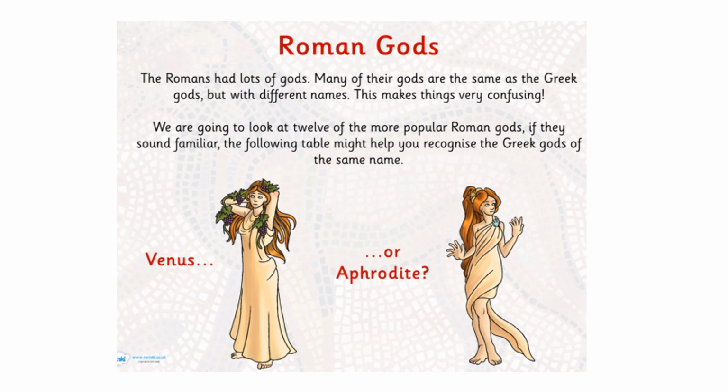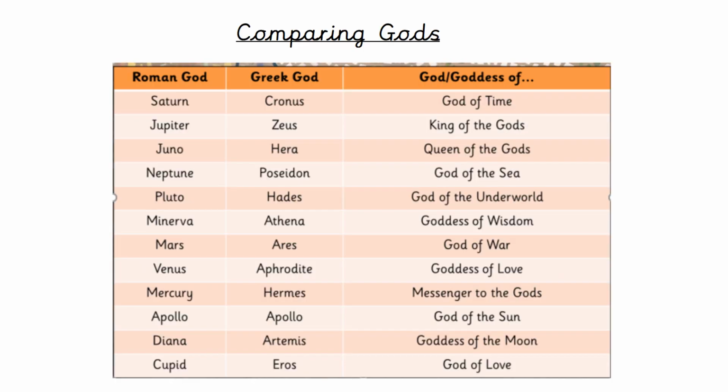So the Greeks and the Romans have two different names for this goddess below. So one of them calls them Venus, or is it Aphrodite? So this is the comparison chart that I just mentioned. So the Romans called the god of time Saturn, but the Greeks call him Cronus.